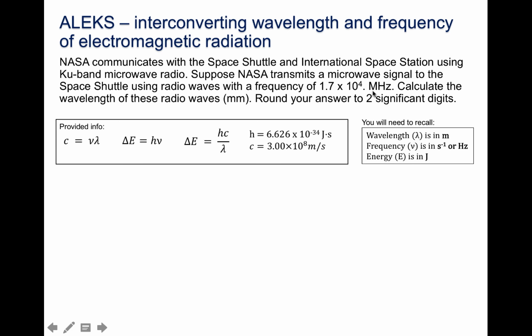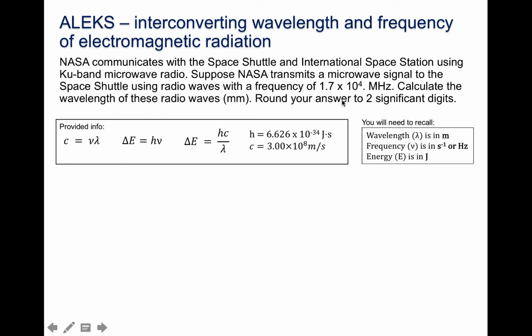Remember, a capital M is the metric prefix mega. And we want to calculate the wavelength of these radio waves and express the value in millimeters with two significant digits. So on the exam, you'll be provided a lot of equations, and you'll see something that looks like this box right here, where we have those equations we just talked about and the respective constants.